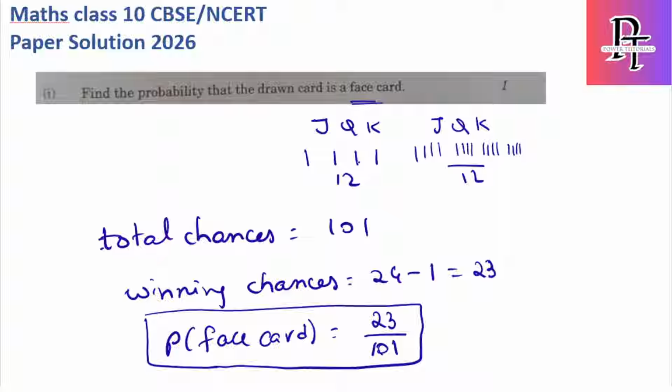So 3 into 4 is 12, again 3 into 4 is 12, 3 for each set. So Ace 3, Club 3, Heart 3, Spade 3. So total 12 face cards here, and here also 12 face cards. So total is 24. But out of which I have removed one queen, so now the winning chances become 23. So 23 by 101 is the probability of a face card.